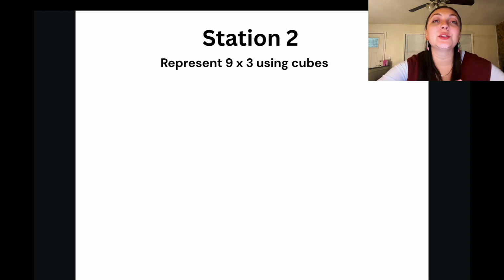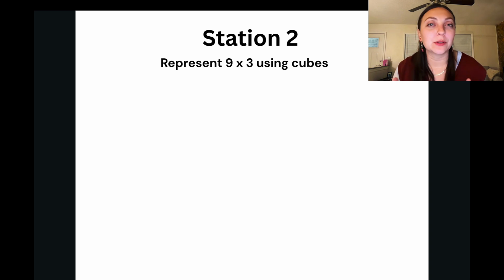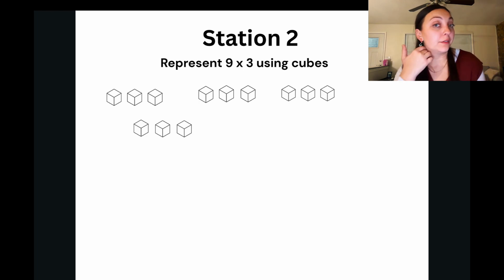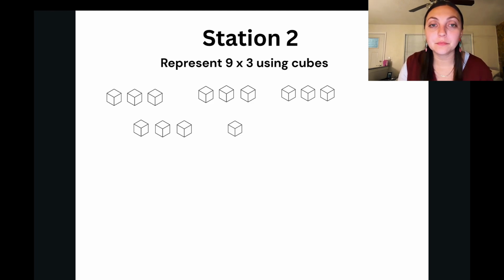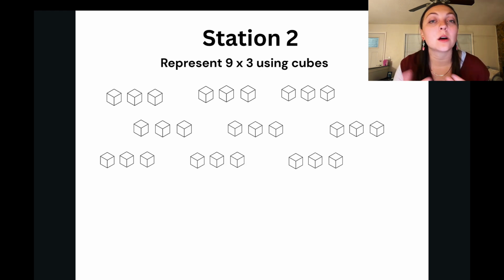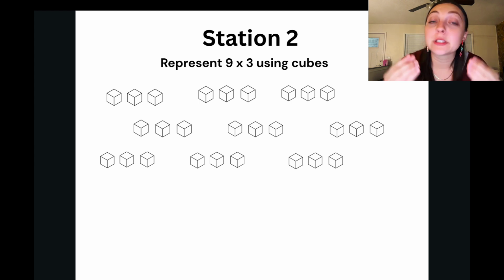So then if you're at station 2, you're going to be counting cubes. You could build it almost like an array, so it is kind of like station 3, so you can get the total. But for me, if I'm doing 9 by 3, that means I'm doing 9 groups of 3. So here's my first group of 3. I need 8 more groups. Here's my second group of 3, third group of 3, fourth group of 3, fifth group, sixth group, seventh group, eighth group, and ninth group. So altogether, this is 9 groups of 3.